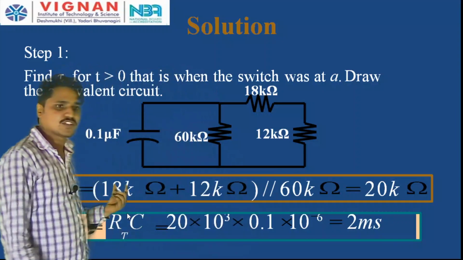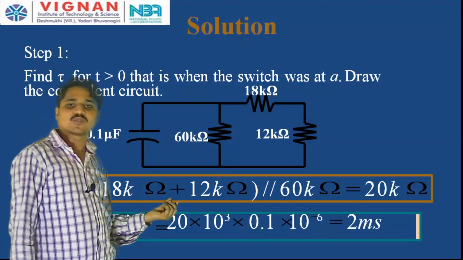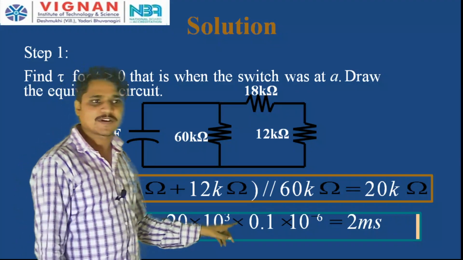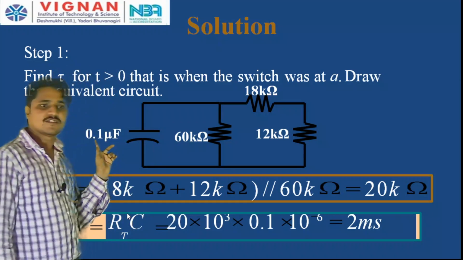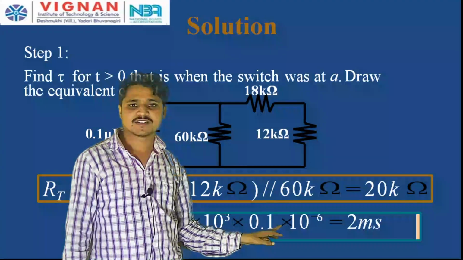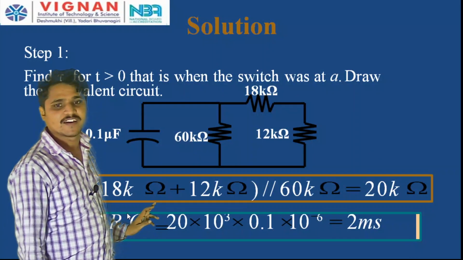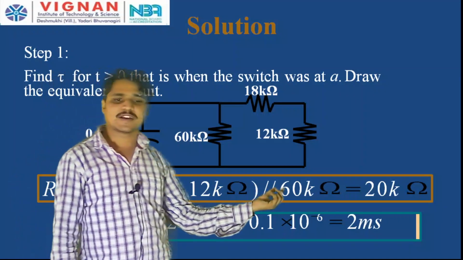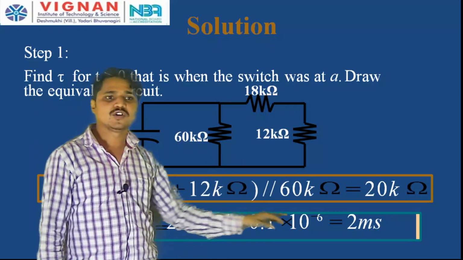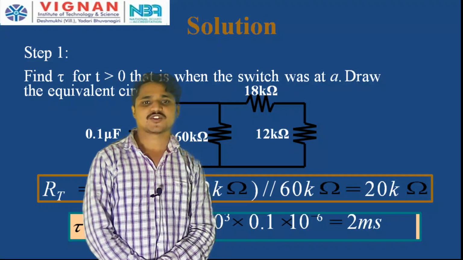Therefore, the time constant tau is equal to RT into C, total resistance into capacitance. What is the R we got? 20 kilo ohm, that is 20 into 10 to the power of 3. And the capacitance given is 0.1 microfarad, that is 0.1 into 10 to the power of minus 6. So, 0.1 into 20 is 2, and 10 to the power of 3 into 10 to the power of minus 6 is 10 to the power of minus 3. That means 2 into 10 to the power of minus 3, which is 2 milliseconds. 2 milliseconds is the time constant of this given circuit.